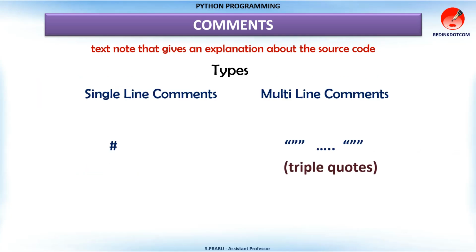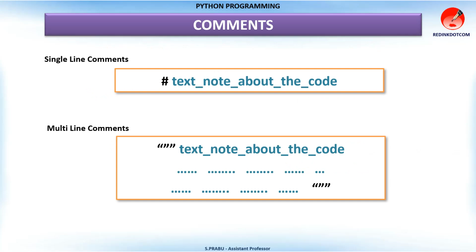There are two types of comments, single line comments and multi-line comments. Single line comments are created using the hash symbol, whereas multi-line comments can be created using triple quotes. Use single line comments for short specific notes or inline explanation. Use multi-line comments for detailed descriptions, especially for functions, classes and complex logic. This is the syntax for single line and multi-line comments.